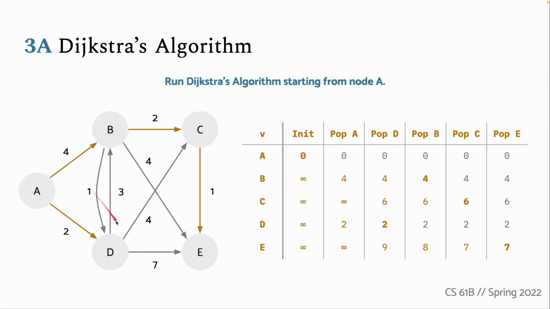It used to take 8 to get there by going through B, and now if you go through B and C, it only takes 7. And then once you've done that, you're gonna pop E, and you've popped all of the vertices. So this is the final distance, the shortest distance to get from each node to every other node, or to get from A to every other node.